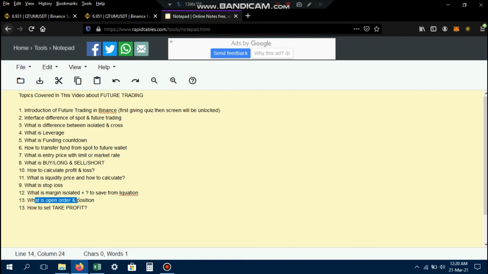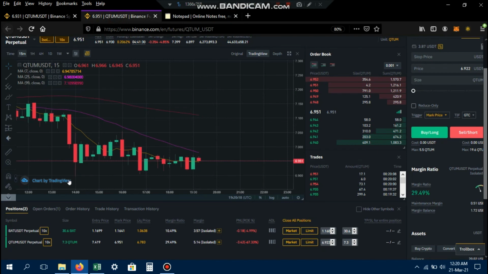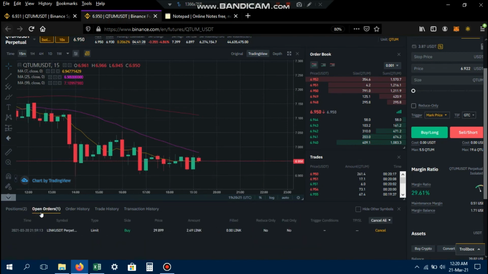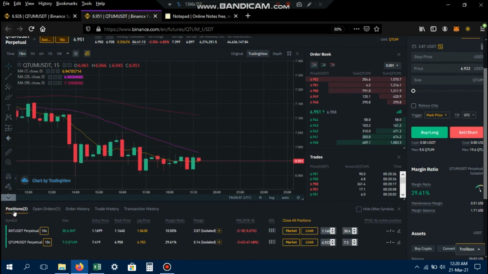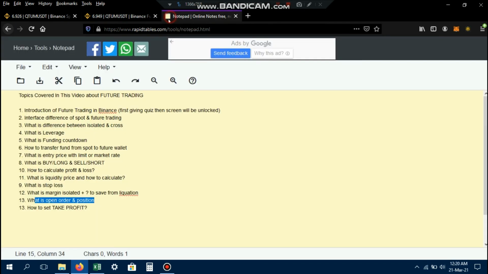Now what is open order or position? It's over here, like open order. Just like that, I place an order of LINK USDT and set the price at 29.89, so that when the price comes to this, this open order will be shifted to my positions. Positions means the current trades which you have in your hand. Okay, so this is open order and position.